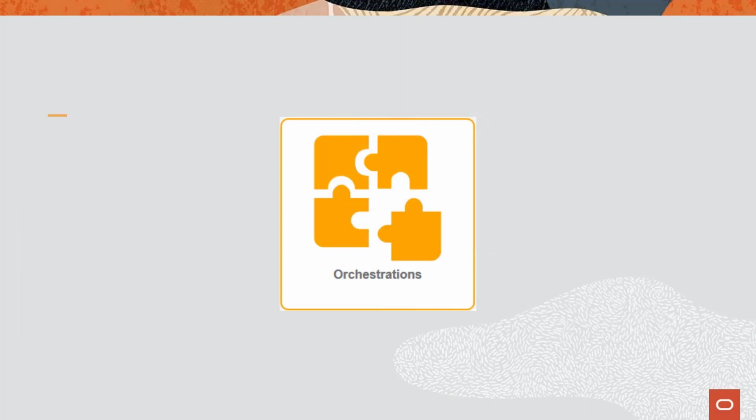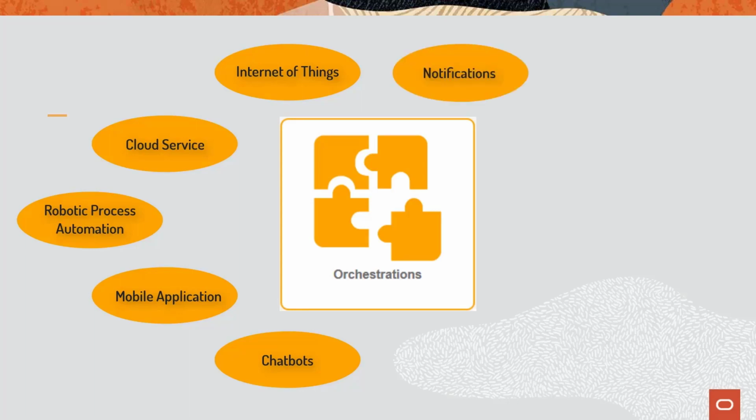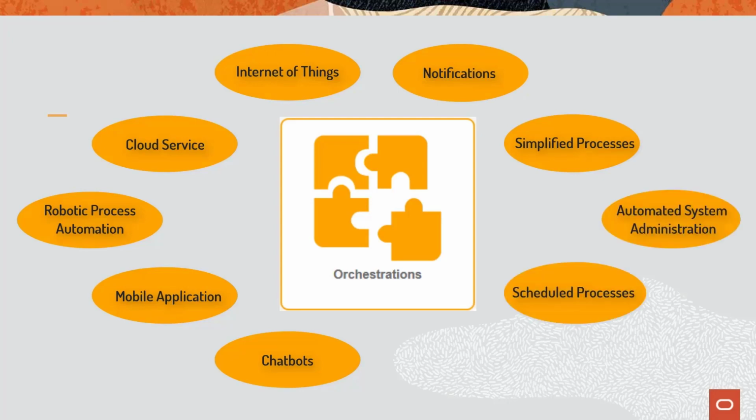The Orchestrator enables your Enterprise One system to integrate with other transformational technologies such as Internet of Things, cloud services, robotic process automation, mobile applications, chatbots, and alternative user interfaces. Using the Orchestrator, you can significantly improve your operations through notifications with action links, simplified processes, automated system administration, scheduled processes, and no-code extensions.